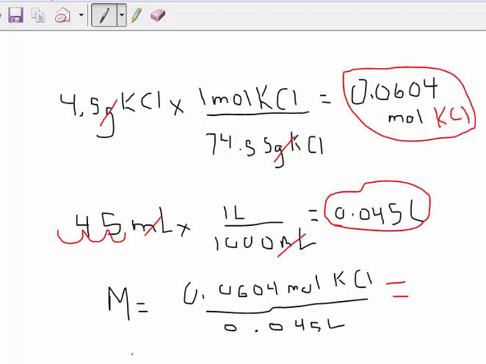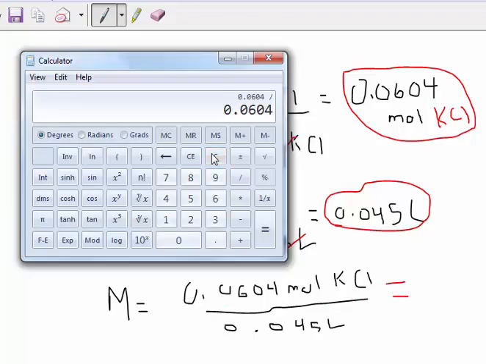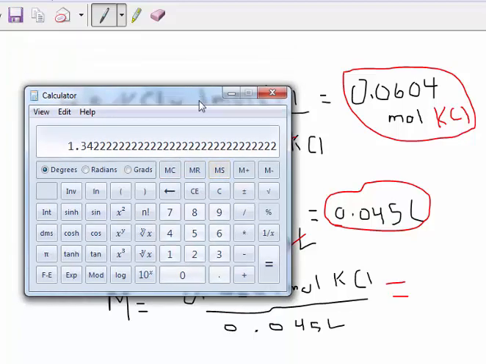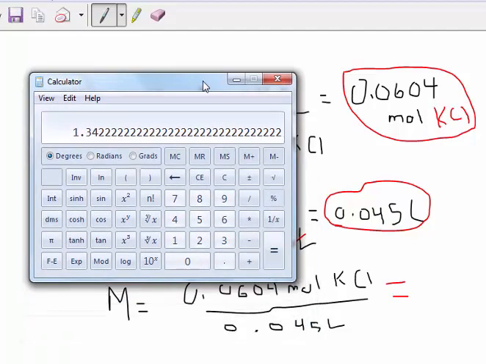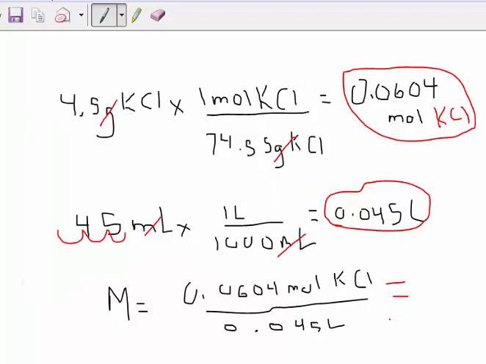So to calculate molarity, we divide our moles of our solute by our liters of solution. So 0.0604 divided by 0.045, and then I get this long answer with a repeating 2. Since my original mass and my original volume only had 2 sig figs, I'm going to round my molarity to 2 sig figs. So I'm going to express this as 1.3 capital M, which means molar of KCl.